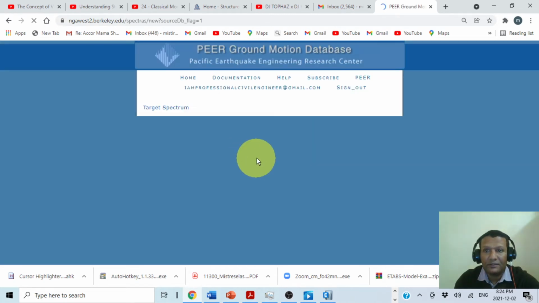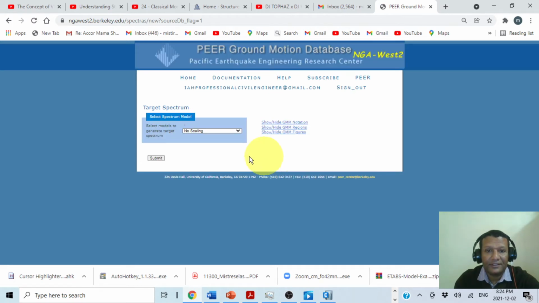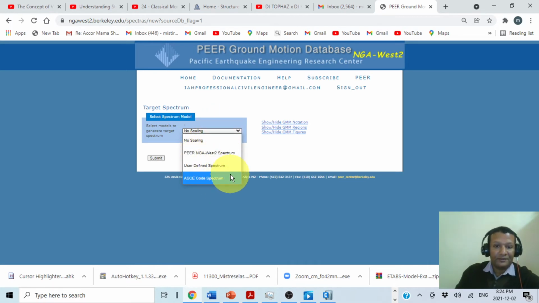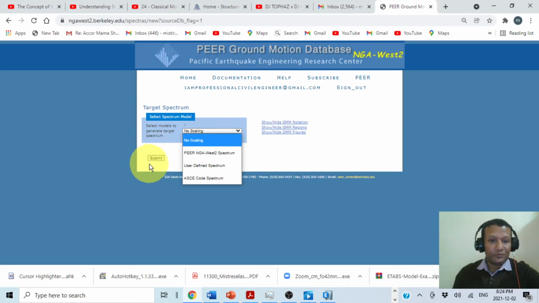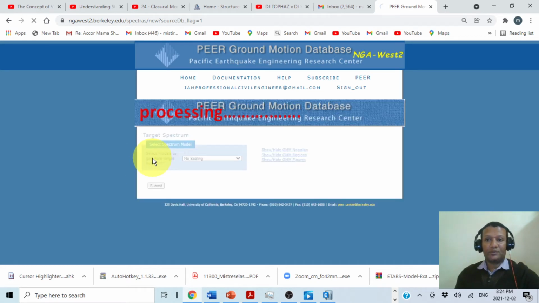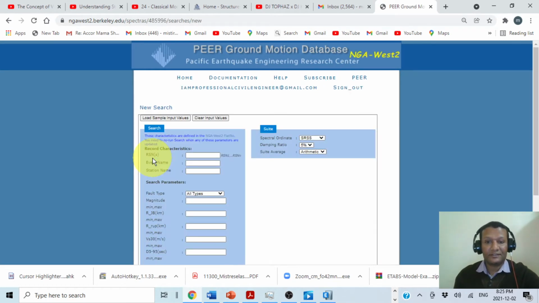Okay, this is a page. So we can choose no scale, this spectrum, and when we come there I will show you, but for now it's processing. In the time history analysis, when we reach there, how to extract, we shall see. This is a page, the PEER ground motion database.